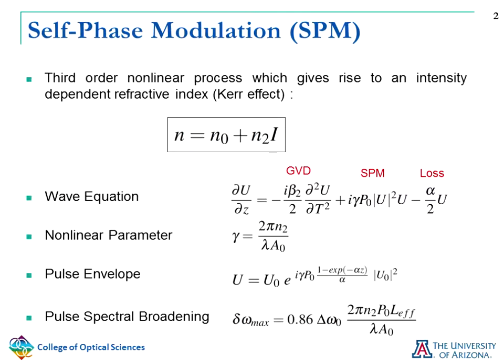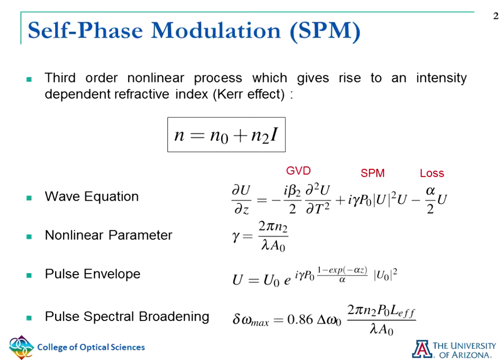Self-phase modulation is a third-order nonlinear process that gives rise to an intensity-dependent refractive index. If we write down the simplified version of the wave equation in the fiber, we can see that we have different terms such as the GVD, the group velocity dispersion. We have the self-phase modulation term, and we also have the loss term. You can see that the self-phase modulation term is dependent upon a nonlinear parameter, which is gamma. Gamma is dependent upon n2, the nonlinear refractive index of the material that the pulse is propagating through, as well as lambda, which is the wavelength of the pulses.